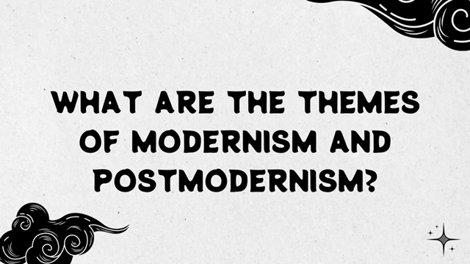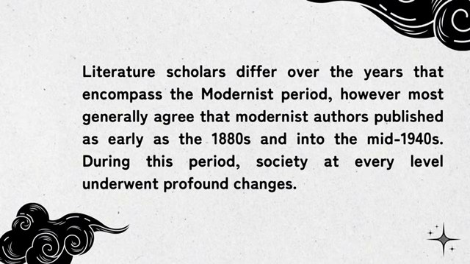The main characteristic of modernist literature. Literature scholars differ over the years that encompass the modernist period. However, most generally agree that modernist authors published as early as the 1880s and into the mid 1940s. During this period, society at every level underwent profound changes. War and industrialization seemed to devalue the individual. Global communication made the world a smaller place. The pace of change was dizzying. Writers responded to this new world in a variety of ways.